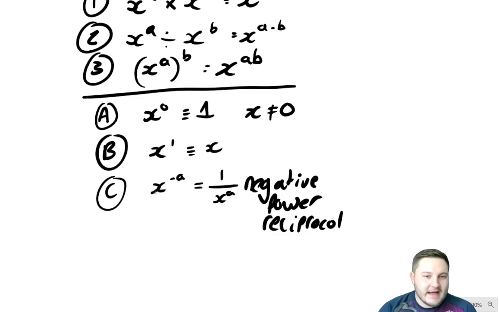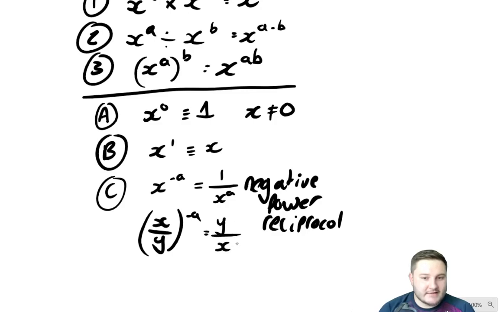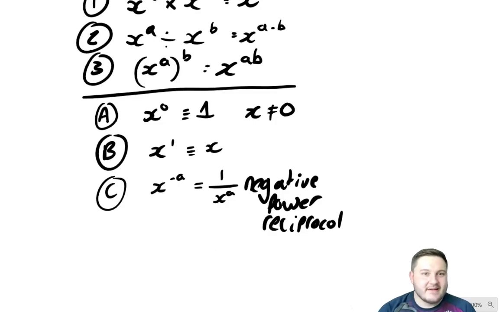Or if the actual term is already a fraction, so for example, if it is x over y to the power of negative a, then it becomes y over x to the power of a, to the power of a for the whole thing. So basically you just take the fraction and change it over. I'm going to remove that just because otherwise it'll ruin my lovely neat rules.